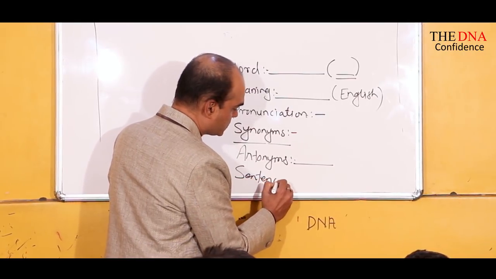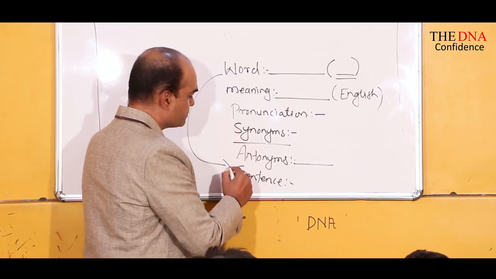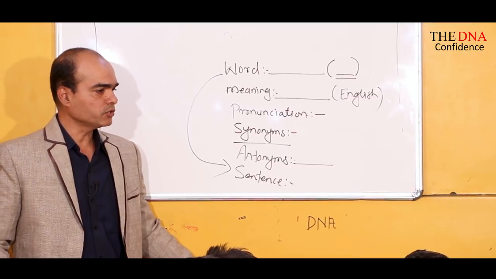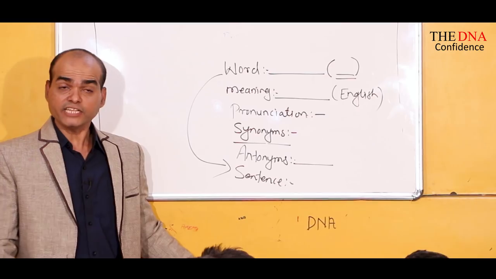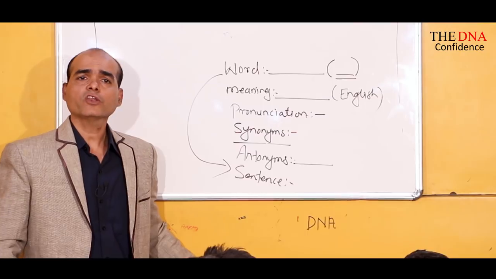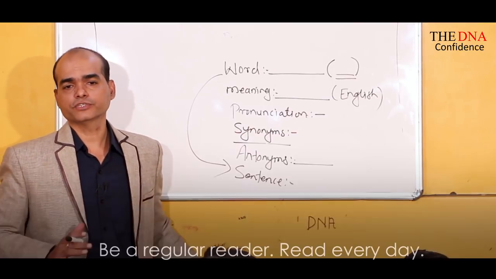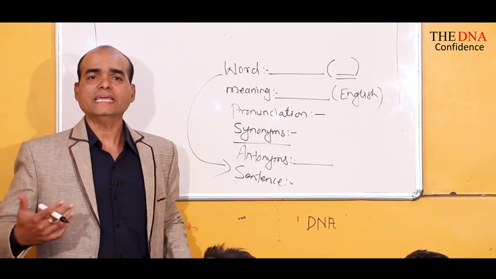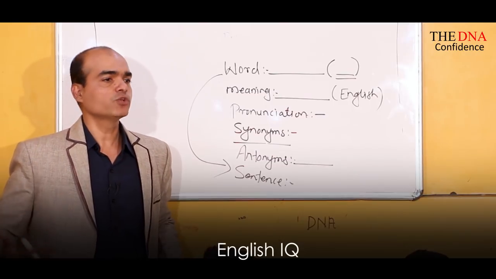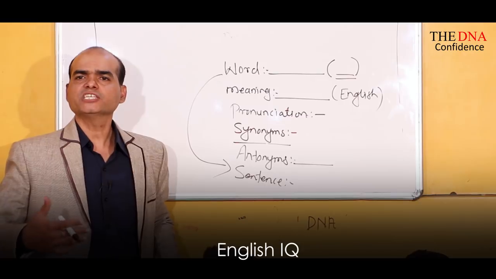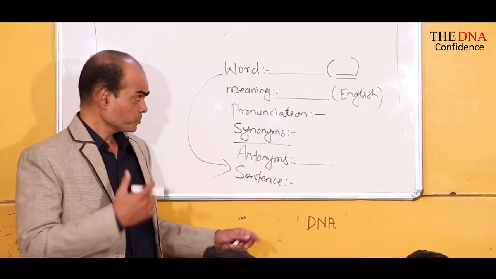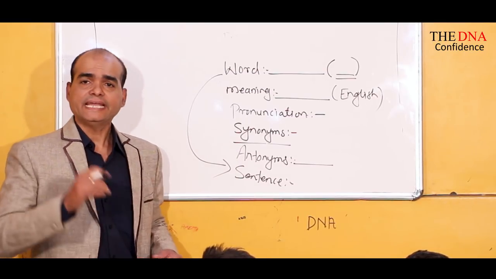Sentence. Now this word must be used in a proper sentence. This is the most difficult part. Most of the students are not able to use the word in the right sentence because they don't know how to use that word. And the reason they don't know how to use the word is that they are not regular readers. You have to be a regular reader first. When you read regularly, when such words come across regularly, then you develop that, I will call it, English common sense in you, or English IQ, as I will call it instead of common sense. You develop that English IQ and you realize which word is used in which place, that is sentence. So in this way, you have to write these words in a nice notebook.